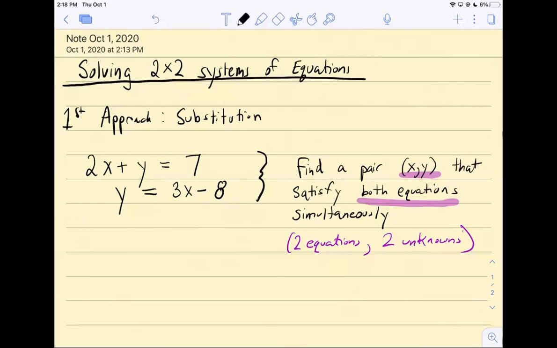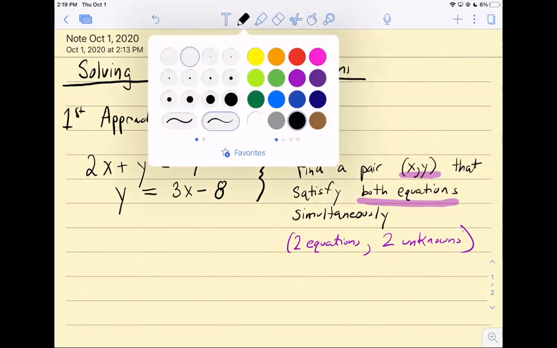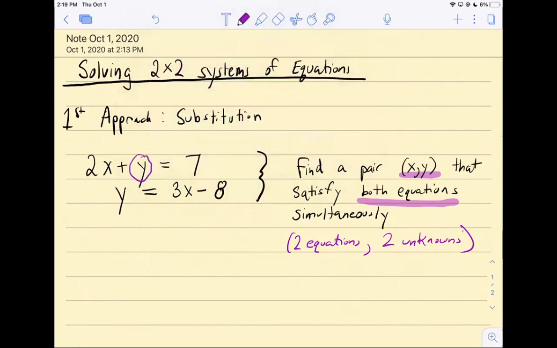Go ahead, Kanjit. Plug in the y equals 3x minus 8 into the y for the 2x plus y equals 7. Exactly. If we want to find a solution that solves both of them at the same time, then we're allowed to replace one letter in one equation with the corresponding letter in another equation. So instead of using this y, which we don't know, we can replace it with the 3x minus 8. So we can just plug this expression in instead of y.